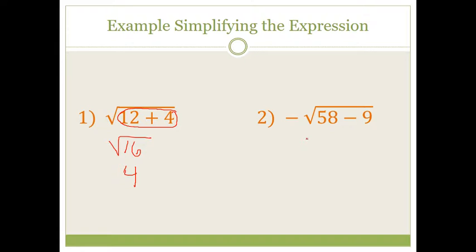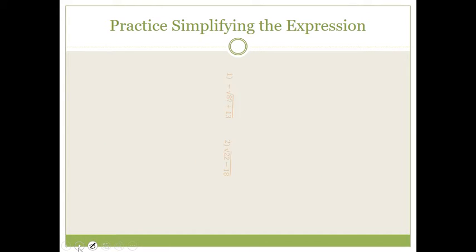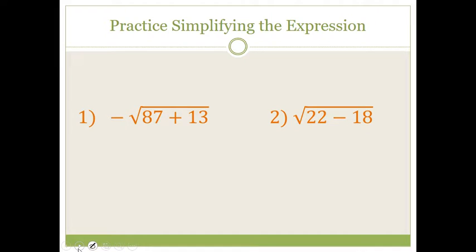Let's try number 2. Now I have the negative square root of 58 minus 9. Again, I have to work underneath the square root first, and 58 minus 9 is 49. Now I'm going to take the principal square root of 49, which is 7. But then this minus is hanging outside the radical, so it didn't go anywhere. I bring it down so that our answer is, in fact, negative 7. So why don't we take a moment and pause the video and allow yourself to work out these two examples.